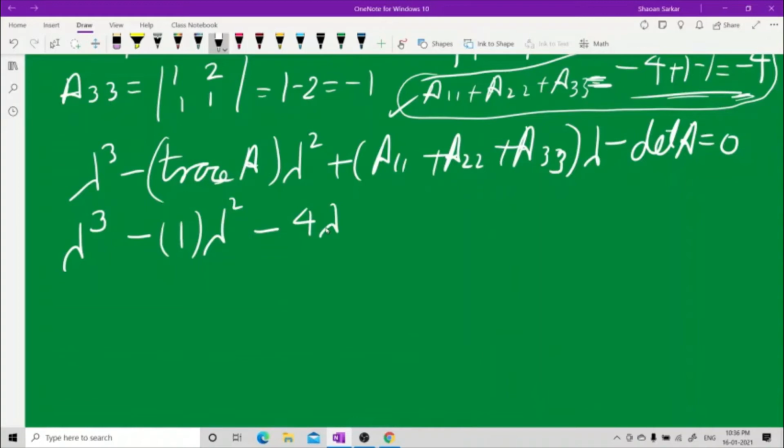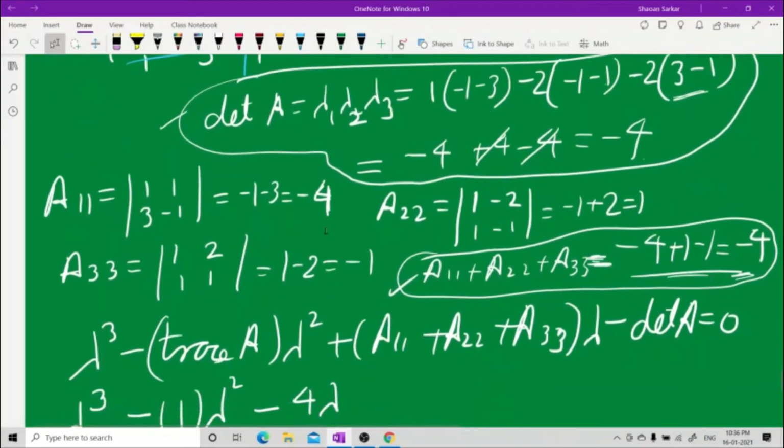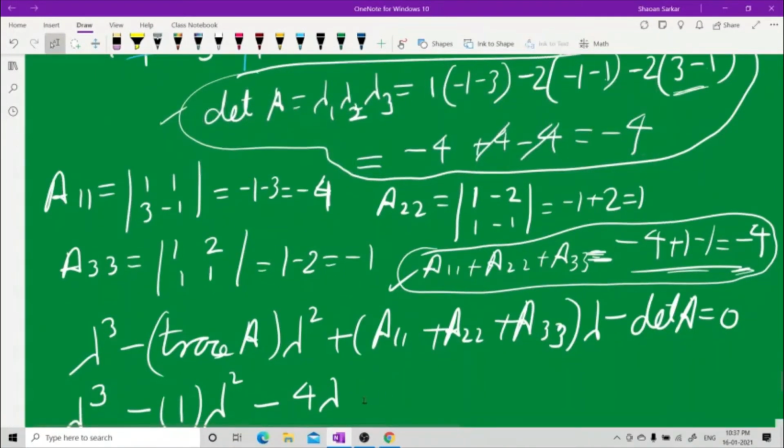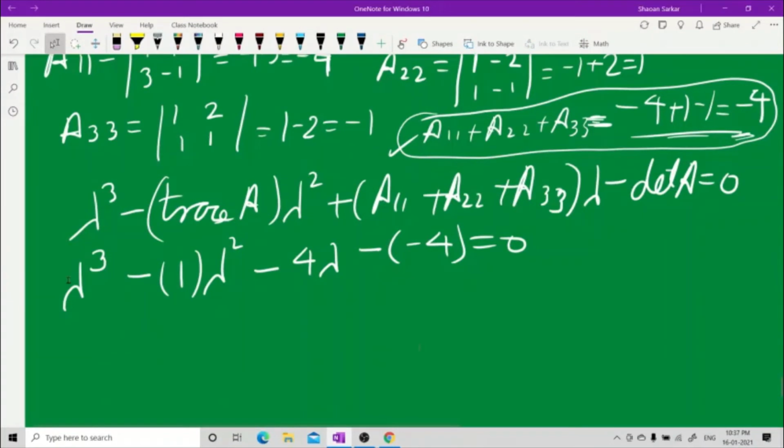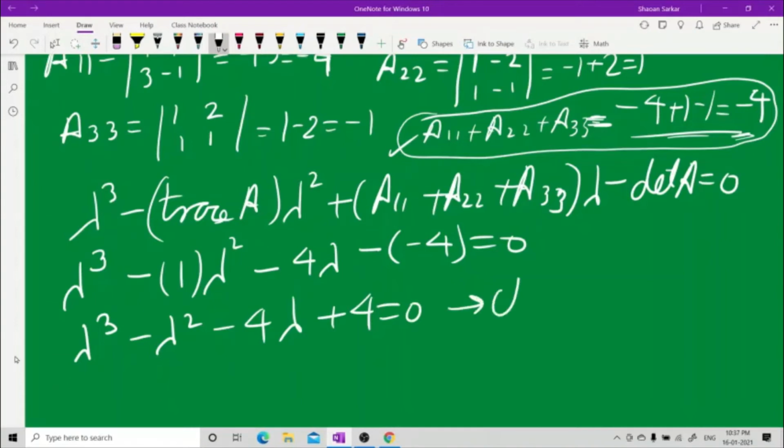Minus 4 lambda, and the determinant I found out here. I found out the determinant to be this. So now this is going to be minus of minus 4 equal to 0. Now I'm going to rewrite my equation properly: lambda cube minus lambda square minus 4 lambda plus 4 equal to 0.